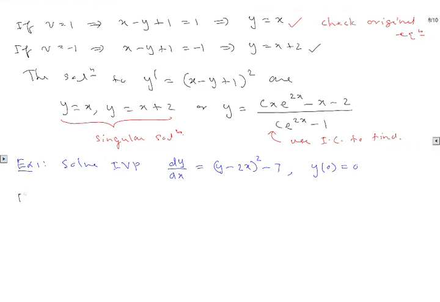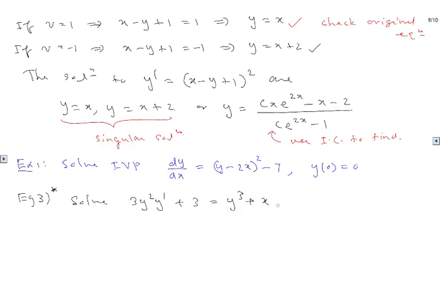Example number 3. Solve. I don't want to put a star here because it's a different type. Solve 3y squared y prime plus 3 equal y cubed plus x.